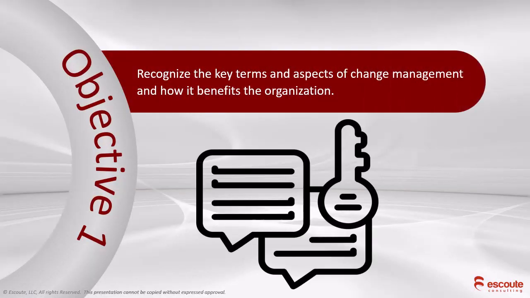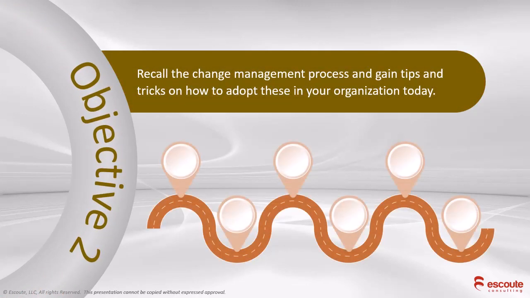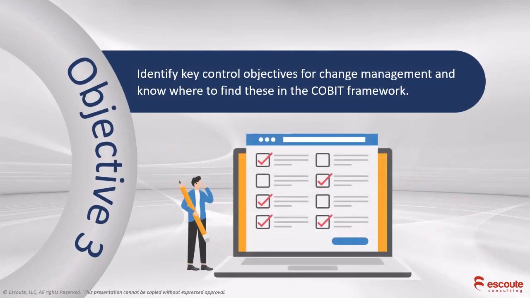Our first objective for this course is to, number one, recognize the key terms and aspects of change management and how it benefits an organization. We'll recall the change management process and gain tips and tricks on how to adopt these in your organization. Today, finally, we'll talk about some key control objectives for change management and know where to find these in the Cobit framework. As you know, I'll do a dive into the Cobit framework so we can see where they come from.